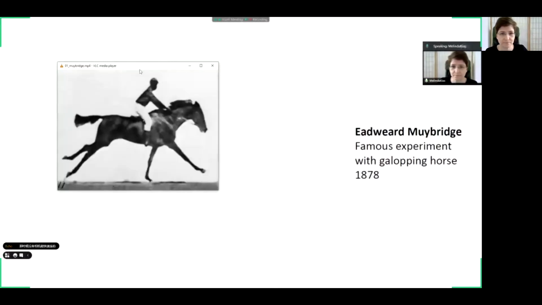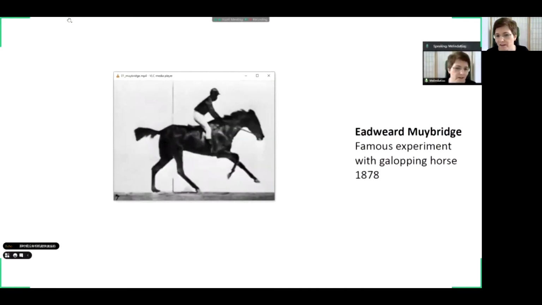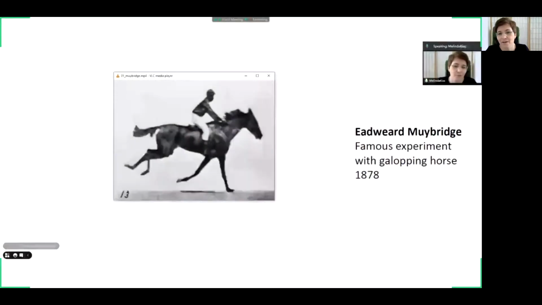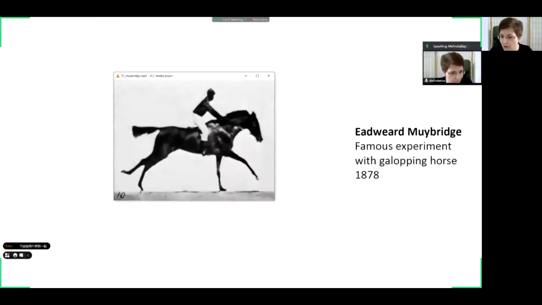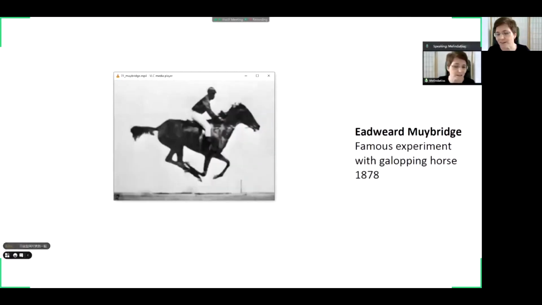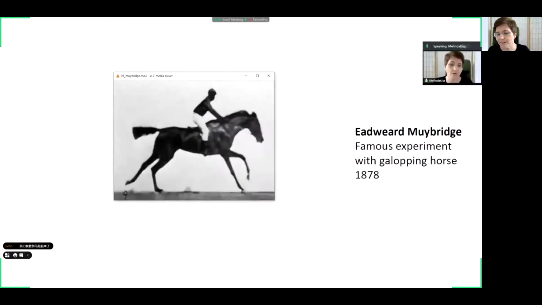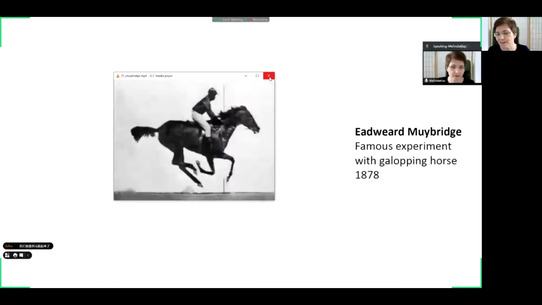Here you can see a very, very early movie of this running horse, but of course this was not created to be a movie. It was just an interesting experiment, a study of the motion of the horse. Okay.